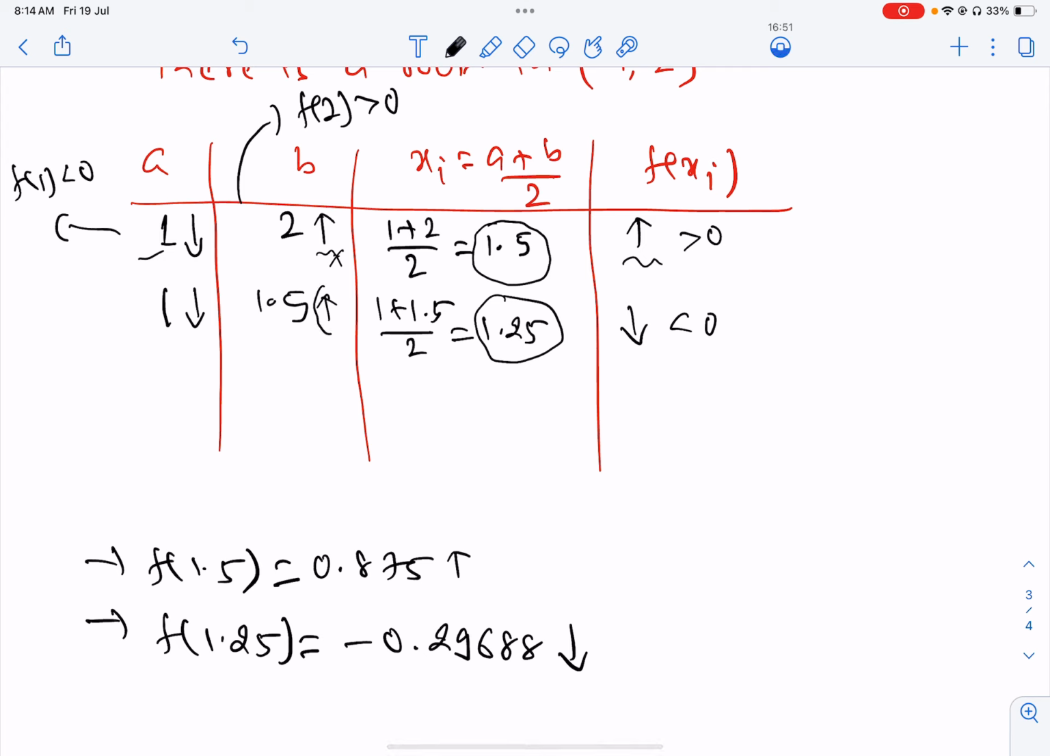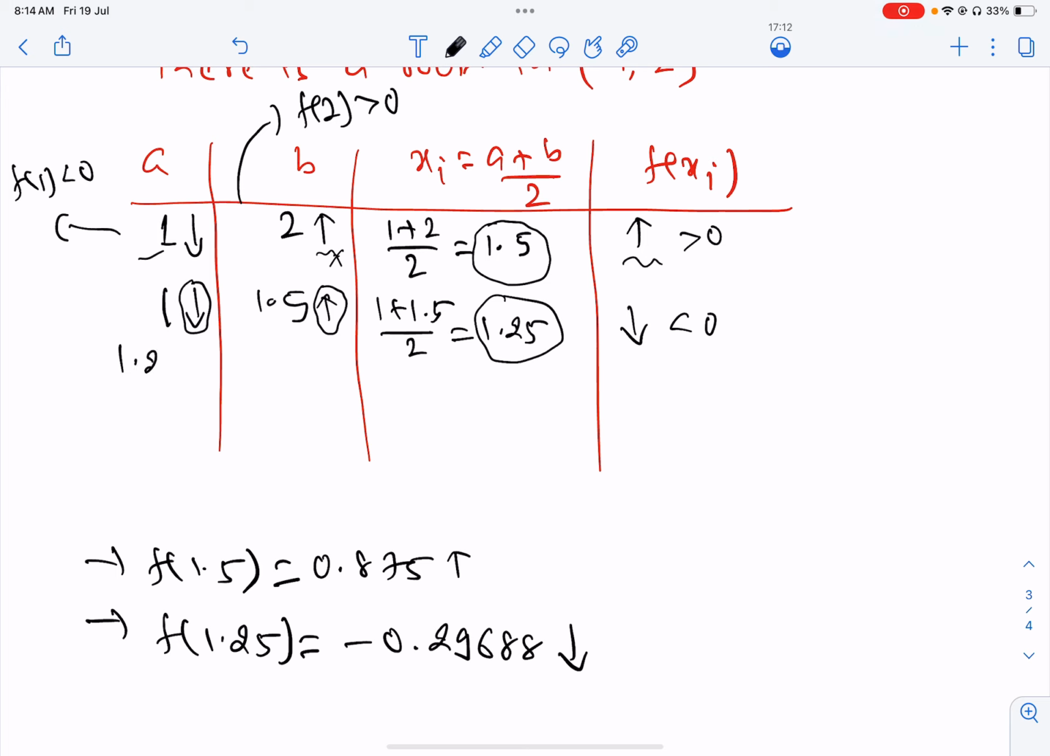I am writing this to make you understand the value of the function. f of 1.5 is positive, f of 1 is negative. Okay, this means f of 1 is negative, f of 1.5 is positive, and f of 1.25 is negative. So now the root lies between negative and positive, so it is between 1.25 and 1.5.